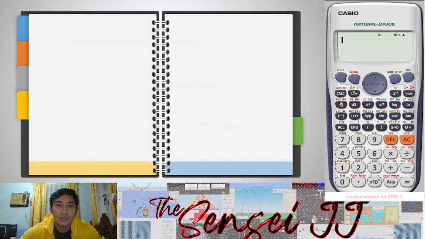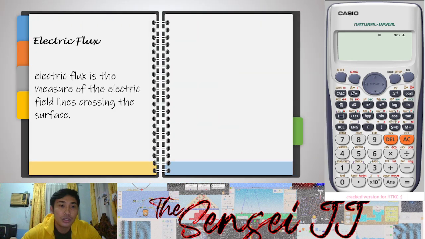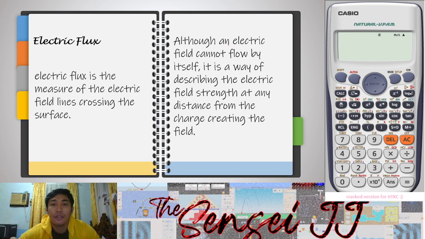Another definition of electric flux is the measure of the electric field lines crossing the surface. When we talk about surface, it is just what the naked eye sees, whatever faces a point of view. Only there do our electric field lines pass through. Although an electric field cannot flow by itself, it is a way of describing the electric field strength at any distance from the charge creating the field.